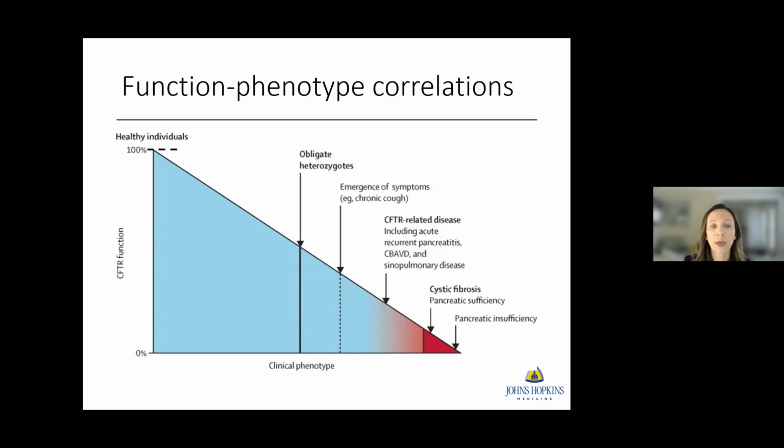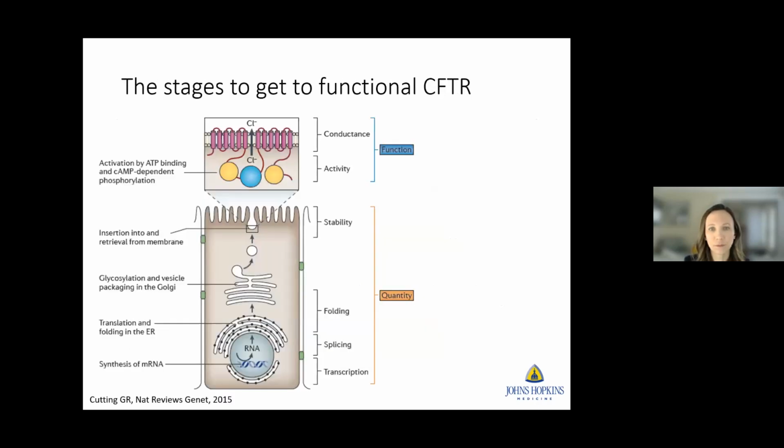And then about 50% function, that's where we think the obligate carriers, most of whom are healthy, hang out. And then way at the top, these are individuals that have 100% CFTR function. We don't expect them to have any clinical evidence of CFTR dysfunction. So when we think about CFTR function, we got to figure out, where does it come from?